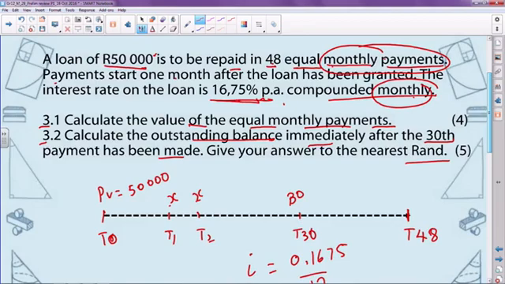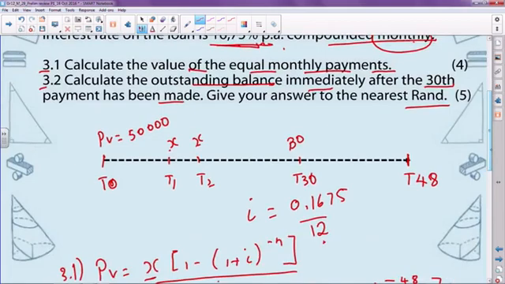So there's different ways to do this, guys. The one way to do it is you could take your present value of your loan and find out what its value will be at time 30. You can grow it using your interest rate, which was 16.75% per annum, compounded monthly. Grow that to time 30, and then subtract all 30 payments that you will make up until that point in time, and that will give you the balance outstanding.